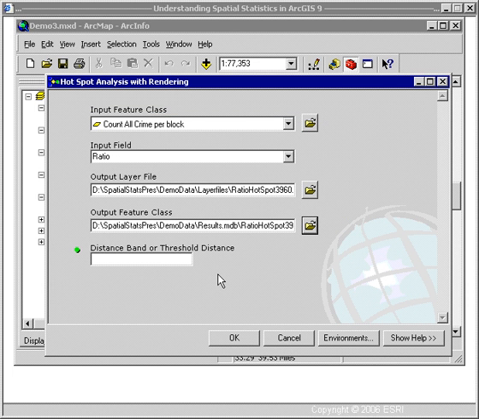Now my distance band that I'm going to use is going to be 3960 feet. That's the distance where crime clustering is the most significant. I'll show you how I know that in just a minute. Okay, so we're done with this dialogue. Let's get it running and talk about that distance band.